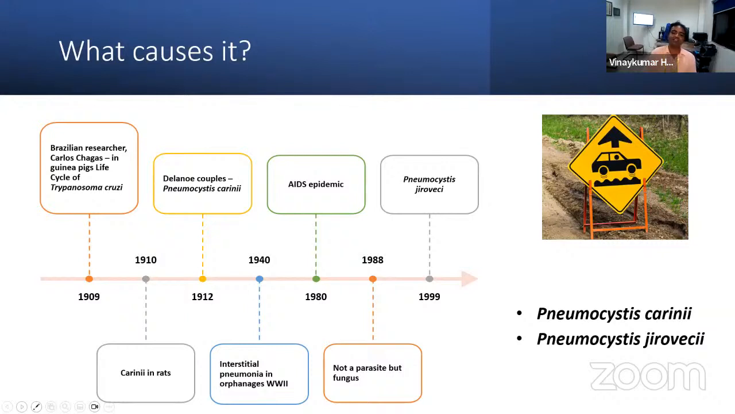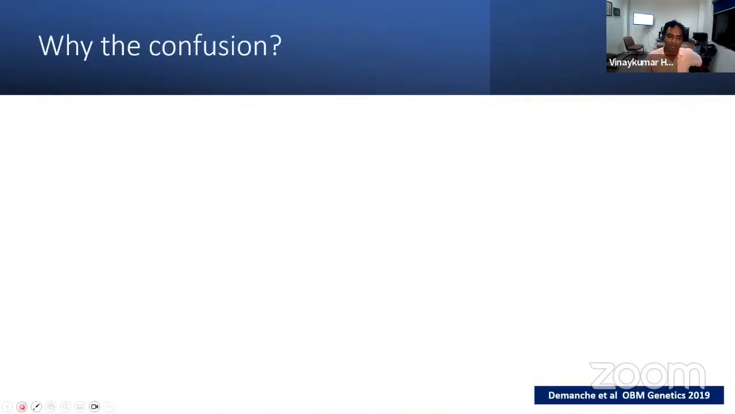And then suddenly Sandy, the herald of the AIDS epidemic, described those 5 cases of pneumocystis pneumonia in 5 gay men in New York City. From 1980 to 1988, it was always considered a parasite. Subsequently, molecular methods made it possible to identify it as a fungus. But why was there this confusion about whether this was a parasite or a fungus?